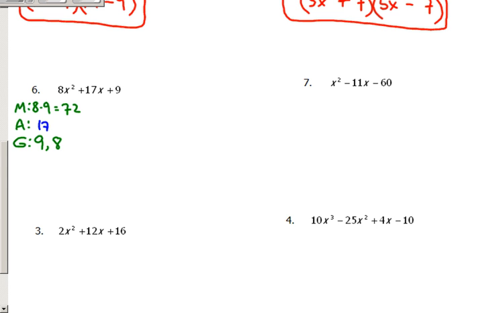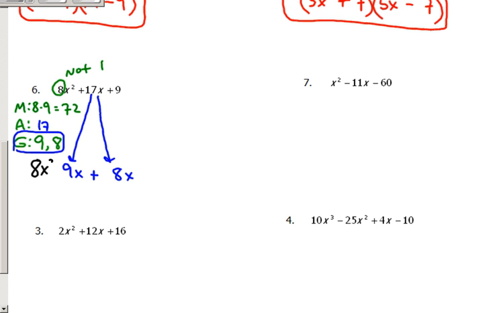Because this number right here is not 1, we have to split the middle. So what that means is I take this middle term, 17x, and I split it into the 2 numbers we just found in G. So I'm going to write 9x plus 8x. Again, I got those from G. The rest of the problem remains unchanged, 8x squared and 9. These are the 2 bookends that don't change.